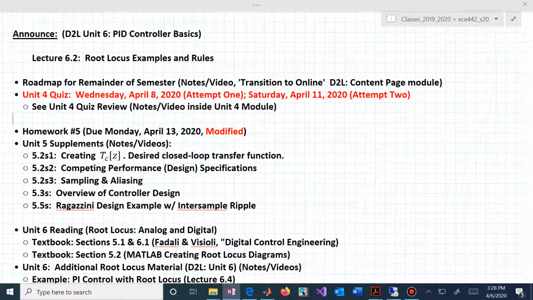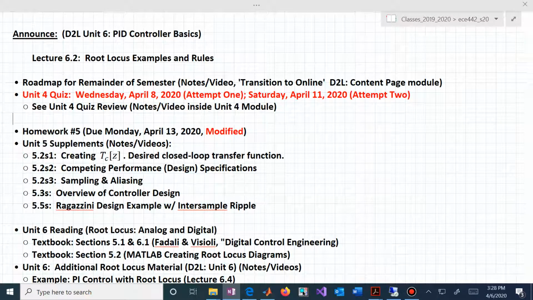We're in Unit 6, and this is the second lecture in Unit 6. There will be 4 total lectures. This one is dealing with root locus examples and rules. So how do we come up with these rules? What are the conditions under which these rules arise? And let's just show you some example root locus sketches so that you have a feel for what those might look like.